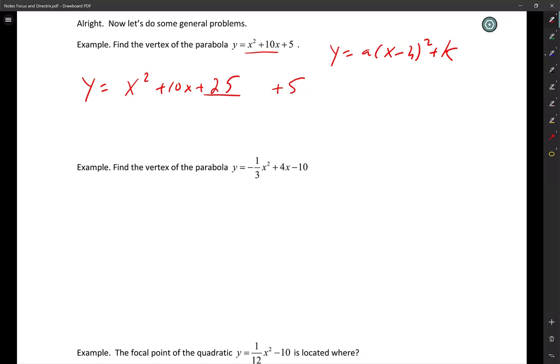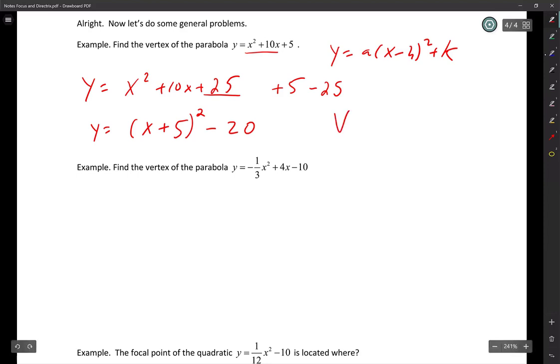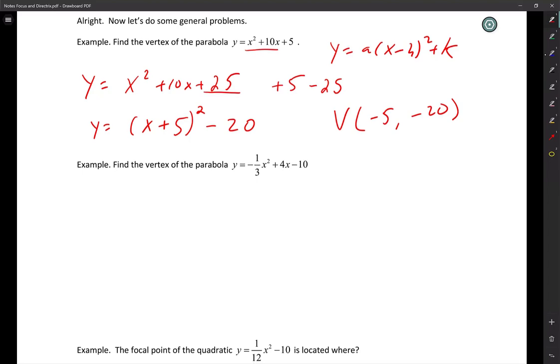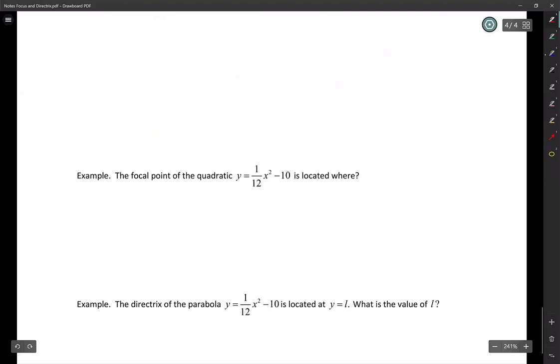So how do I balance it? I subtract. So then here's my equation now. X plus 5 squared minus 20. What's my vertex? Negative 5 comma negative 20. Don't worry, we're going to be done in 2 minutes because we just have 3 questions left.